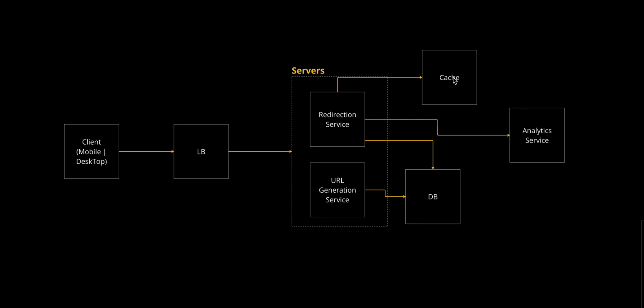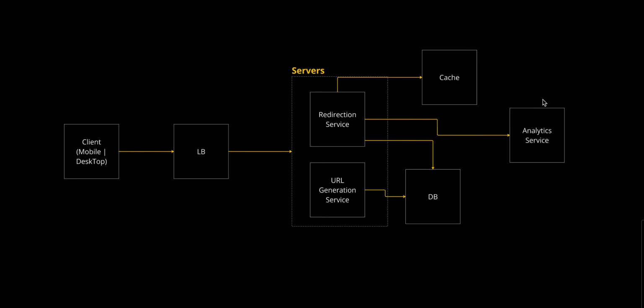The cache: an in-memory store like Redis or Memcached is used to cache frequently accessed mappings, reducing database load and improving latency. It is configured with time-to-live policies to keep cache memory use efficient.